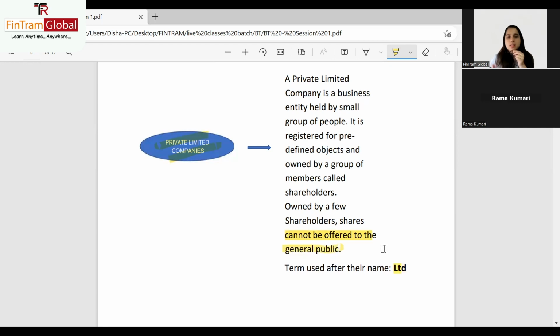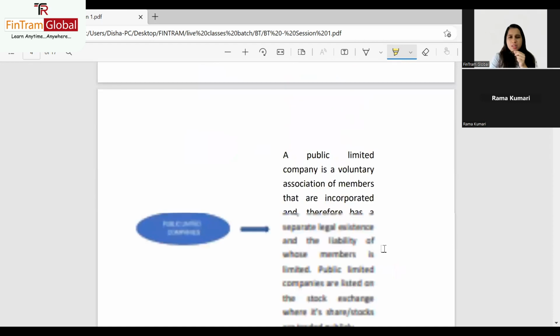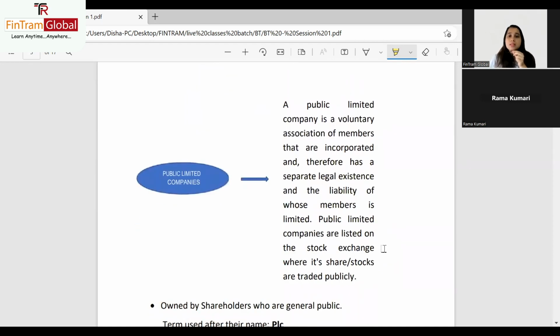So let's say XYZ Limited. That would mean that it's a private limited company. Then we have our public limited companies. These are those companies wherein the shares of that company are basically available to the general public. These shares are either listed on any stock exchange, whether it's your Bombay Stock Exchange or New York Stock Exchange or any stock exchange in the world, and the shares or stocks are traded publicly.